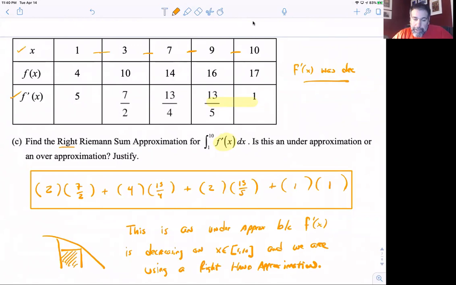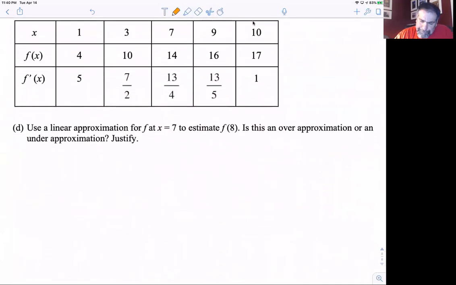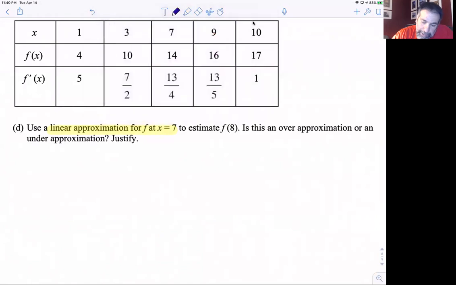So we're going to take a look at one more example, a little twist on this. This time, the key word here is telling us that we're going to use a linear approximation for f at x equals 7. Whenever we're doing linear approximations, what we want to do is write the equation of the line, and it's going to be a tangent line. So this is going to be y minus blank equals blank times x minus blank, using point slope form and going back and filling in.